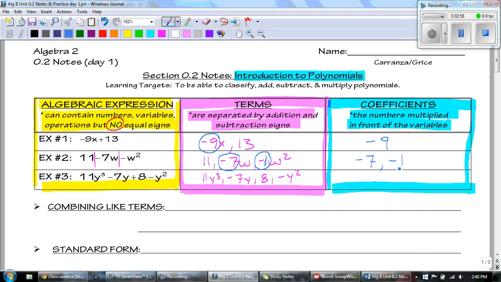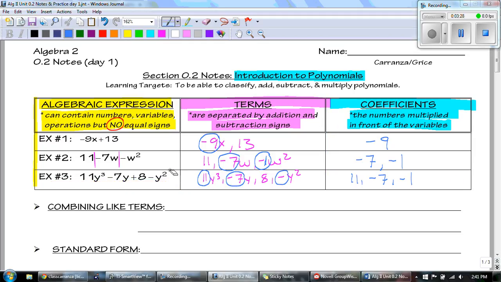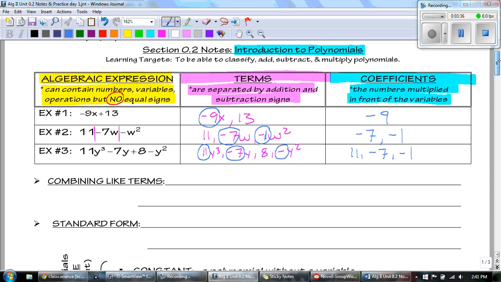What about in example number 3? How many variables are there? Okay, there are three variables. So what are the three coefficients? 11, negative 7, and negative 1. Okay? All right, so just remember that within each algebraic expression, we will be looking at terms and coefficients. Coefficients are very, very important, especially when we are combining like terms.